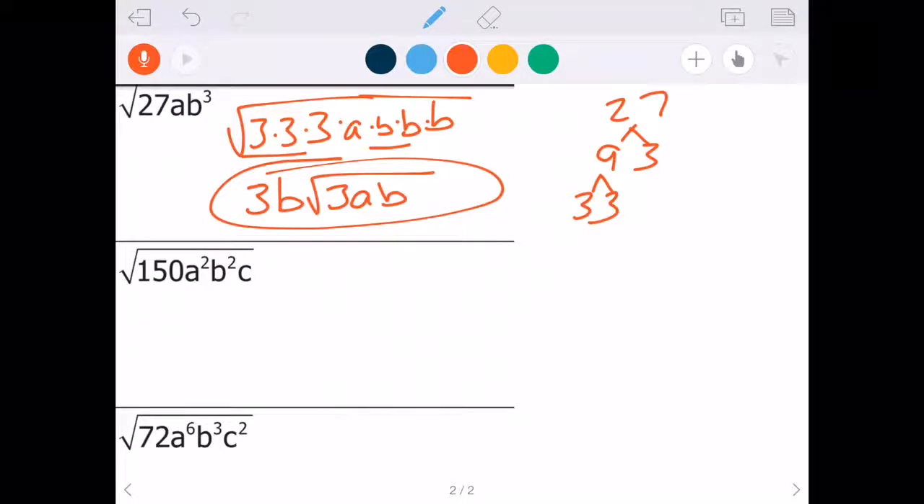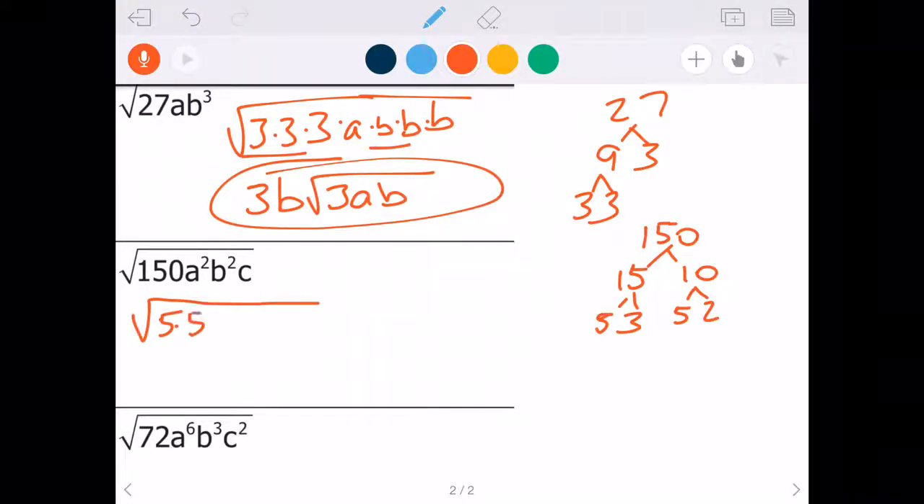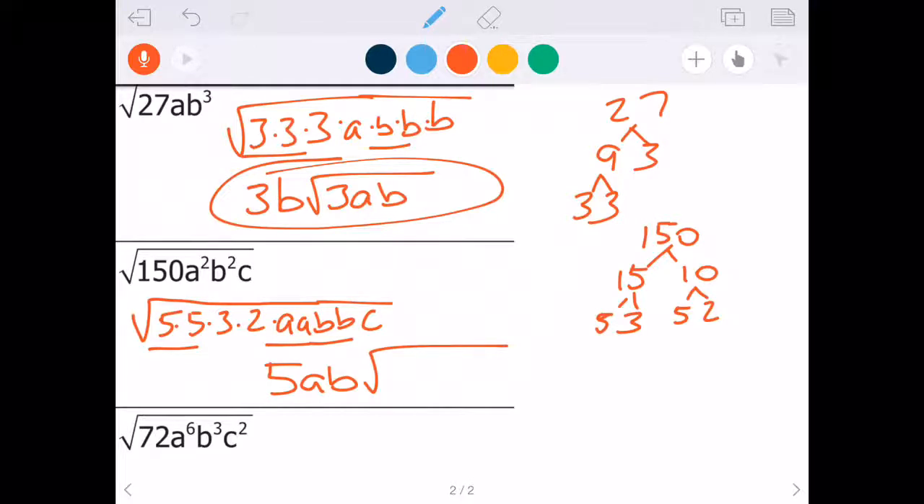Moving on to the next one. Again, 150, not a perfect square. So if I'm writing it out, I have 5 times 5 times 3 times 2, and then I have 2 a's, 2 b's, and a c. So I'm just going to underline the pairs. I have 5's, an a, and a b. So my final answer is 5ab. That's what I'm underlining. That's what I'm pulling out. Then underneath, I have 6c.